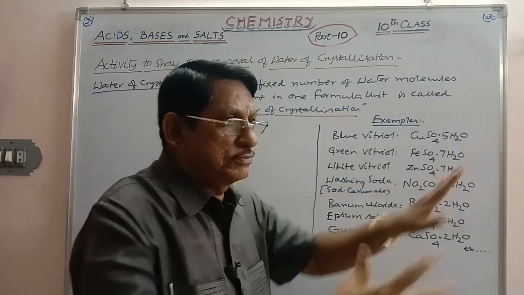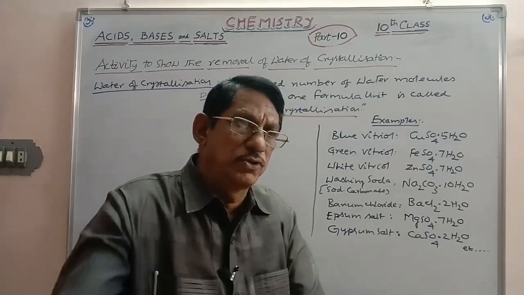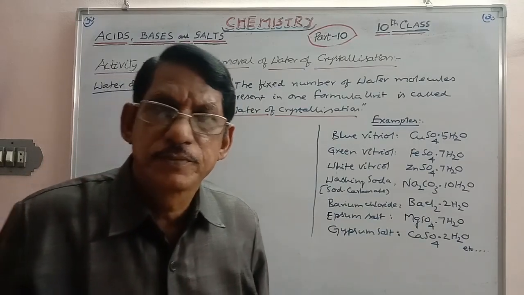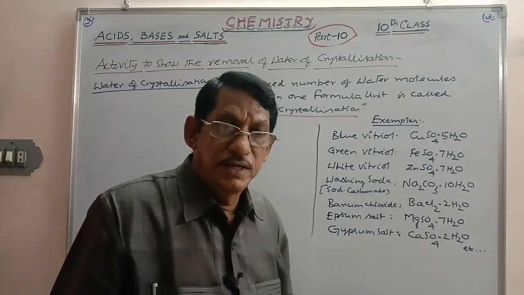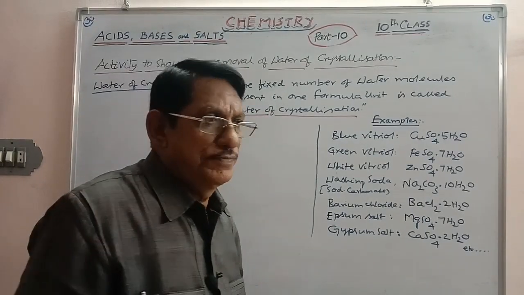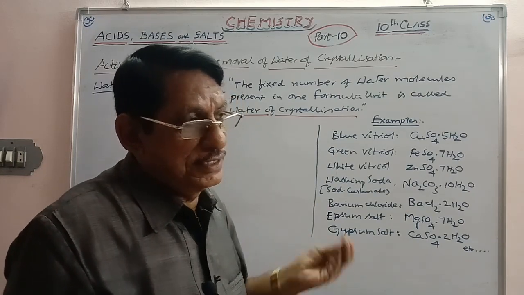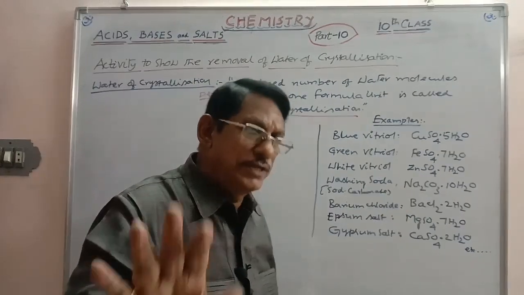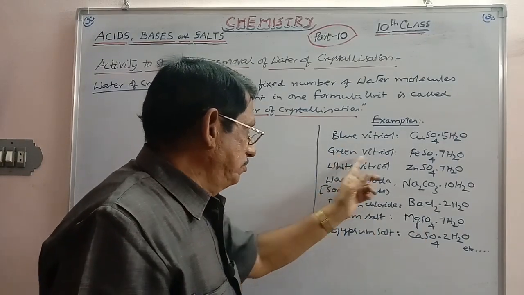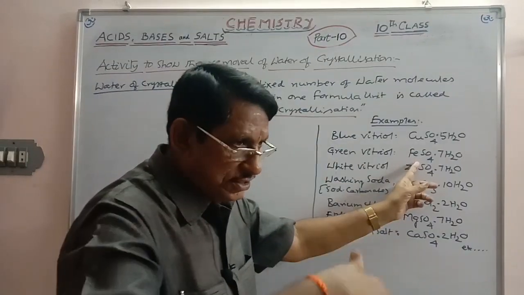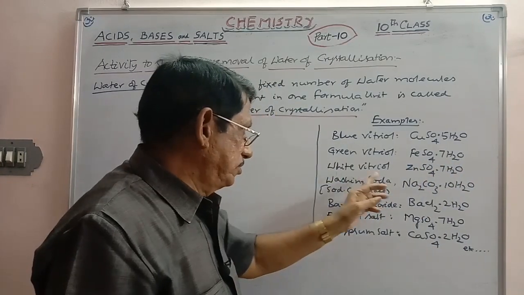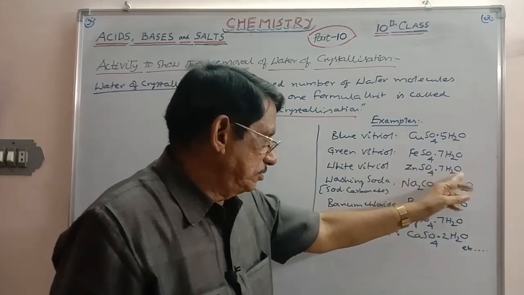If all the 5 water molecules attached in the formula unit are completely removed, you will get anhydrous copper sulfate, which is white in color. Anhydrous copper sulfate is white, whereas copper sulfate containing water of crystallization is blue. Similarly, you can take many examples. These are the common examples: green vitriol, ferrous sulfate, is light green in color, and the crystals are associated with 7 water molecules. Similarly, white vitriol, zinc sulfate, is white in color, ZnSO4·7H2O.